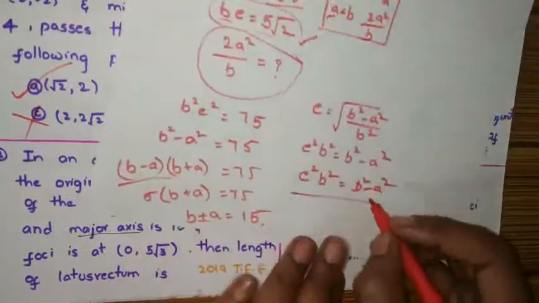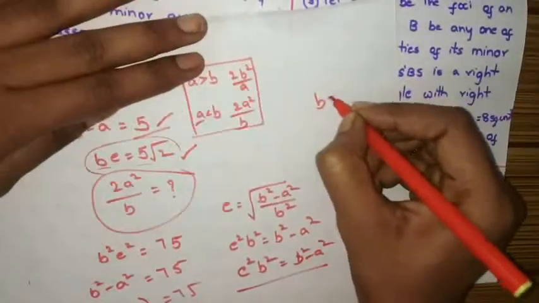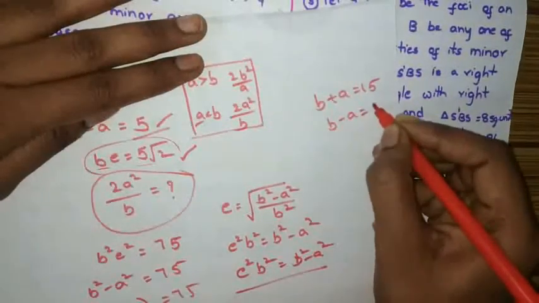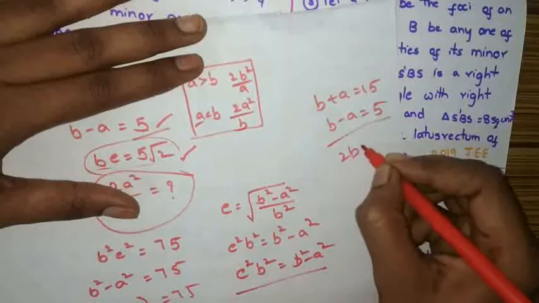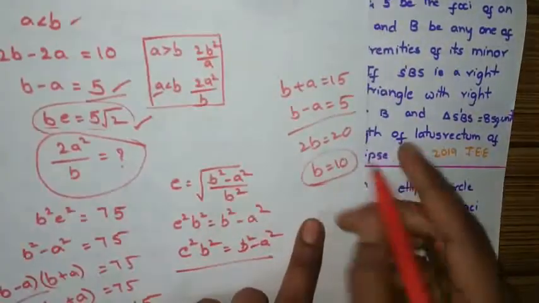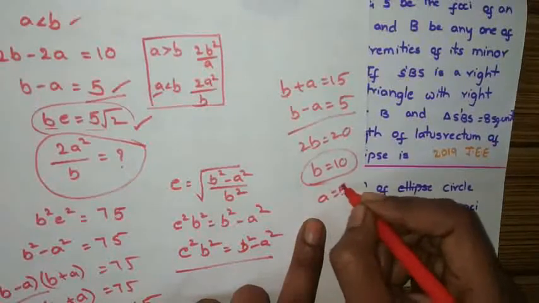b plus a value is 15, and b minus a value is 5. Then you will get 2b value 20, b value 10. If you got b value 10, what is the a value? A value you will get 5.